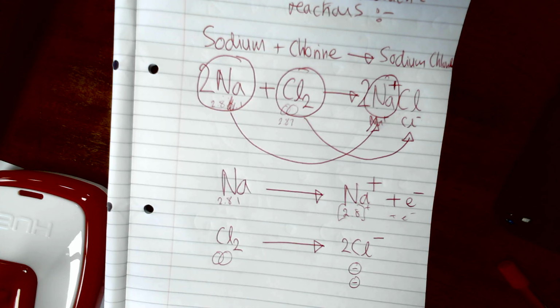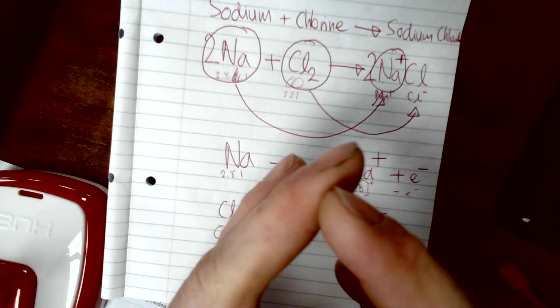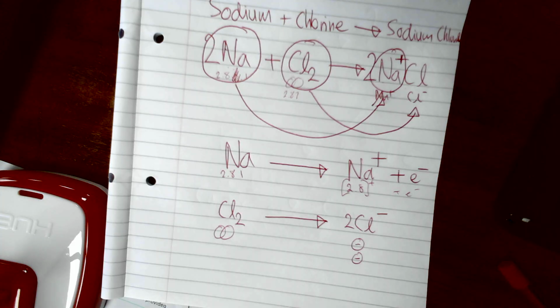How does that work in terms of electrons? Where am I going to put electrons and how many are involved? How does a Cl2 become 2 Cl minus? Tell your neighbour, please. Any suggestions? Where might I put some electrons?